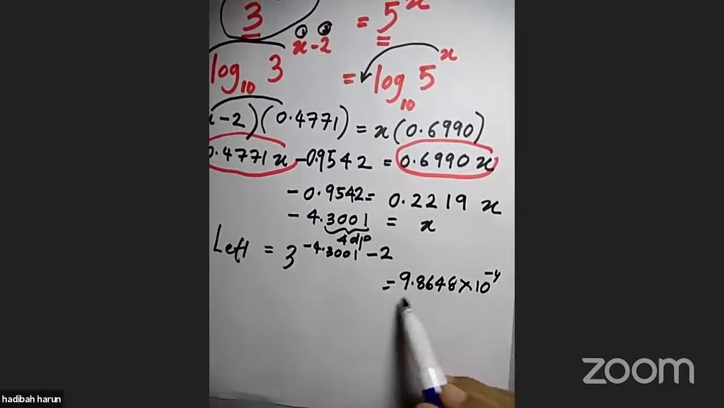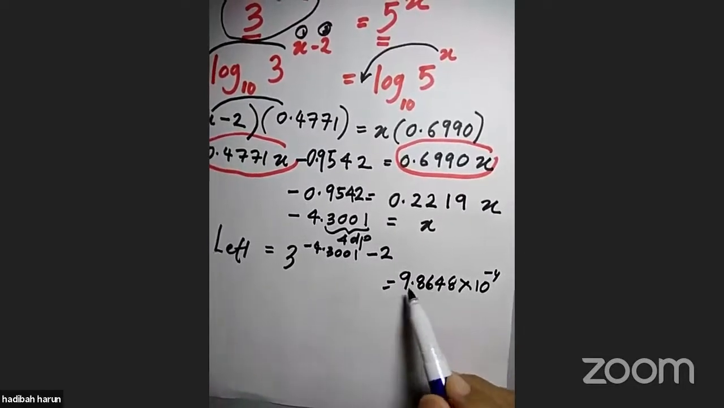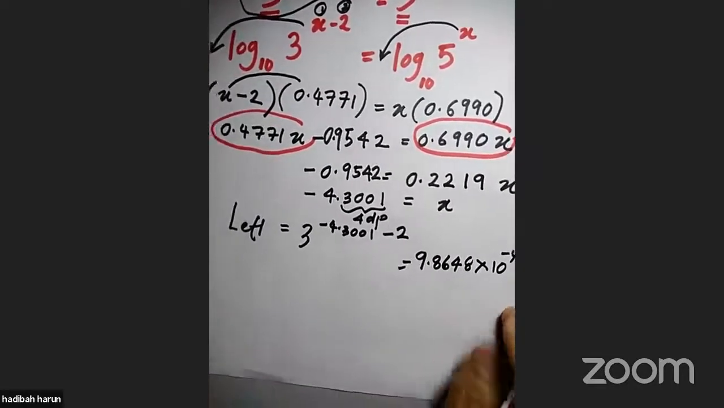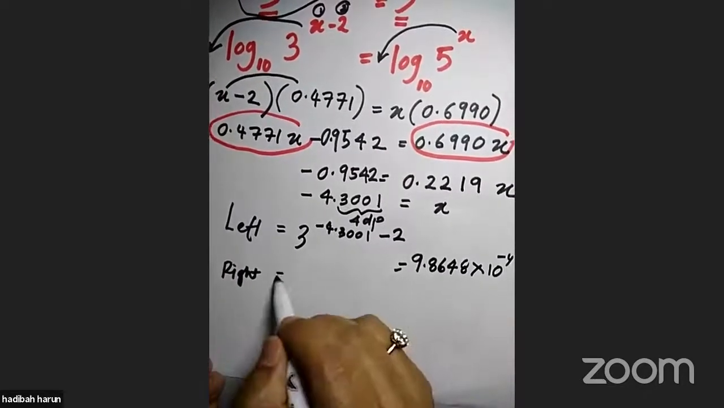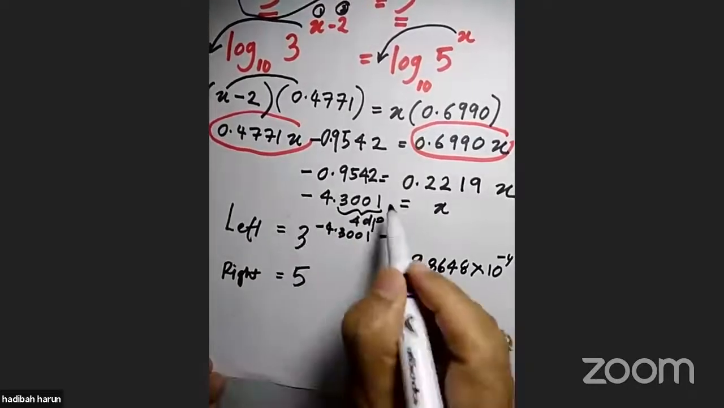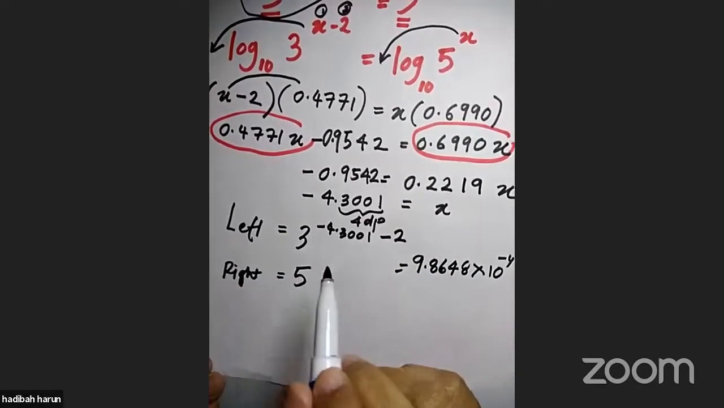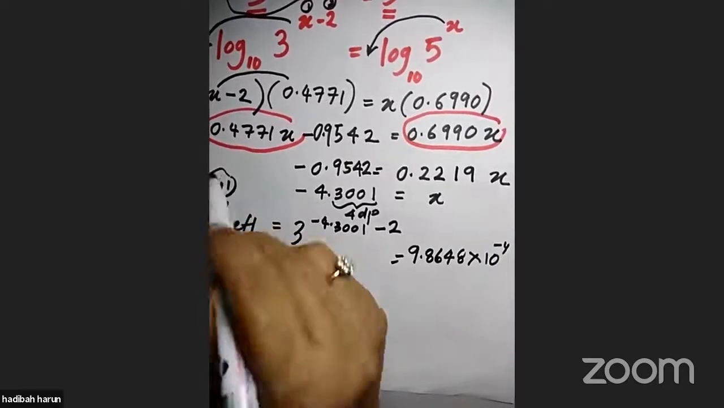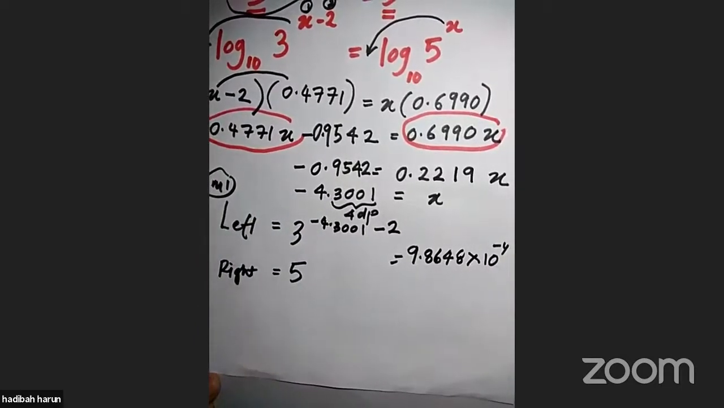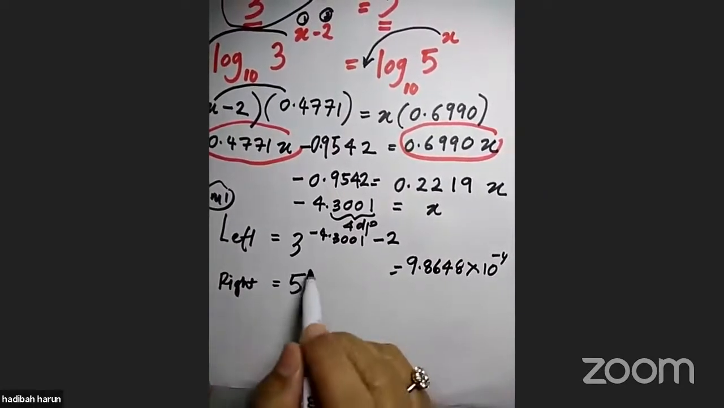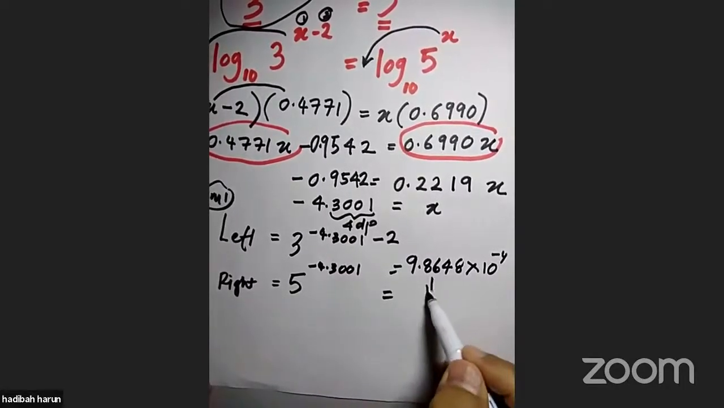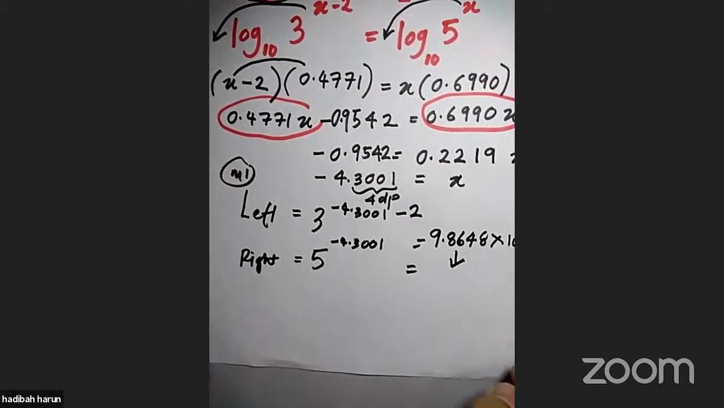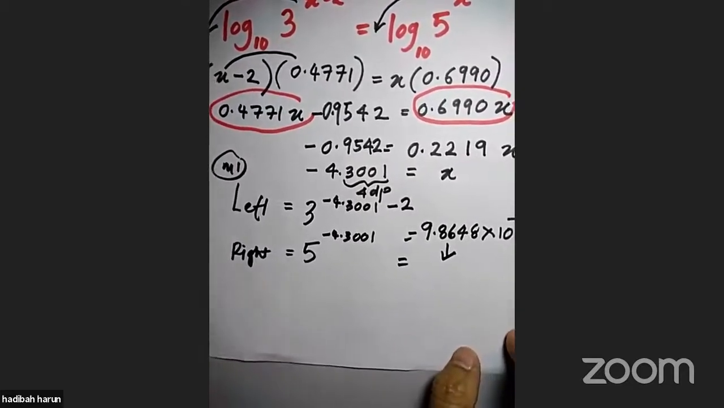That means there are 4 zeros in front, before 9. Then on your right, you have 5 to the power of x. The first method is checking by substituting the value that you have found in your working. x is equal to negative 4.3001. You will still get the same answer. You can always check your answer.